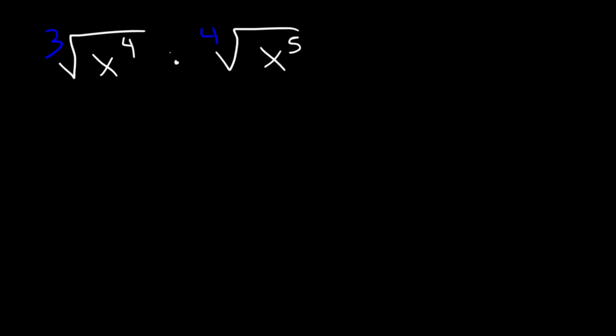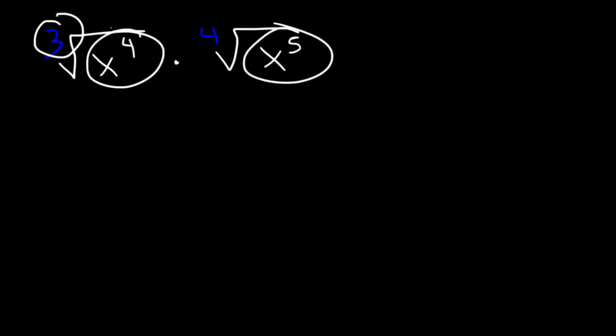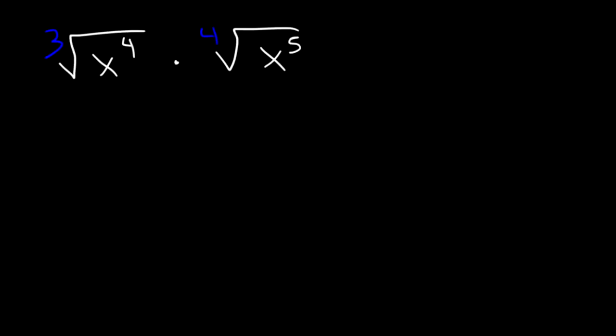Now, we can't multiply x to the 4th times x to the 5th. The reason being is the index numbers are not the same. If they were the same, we could do that. But since they're not the same, we can't. So how can we simplify this expression? In order to do so, we need to convert the radical expression to a fractional exponent. So the cube root of x to the 4th is the same as x raised to the 4/3. And the other one is going to be x raised to the 5/4.